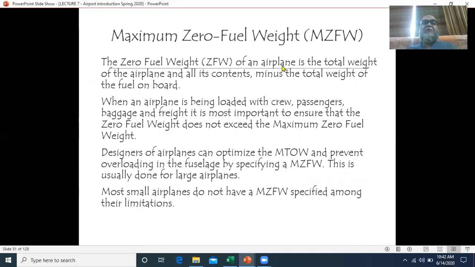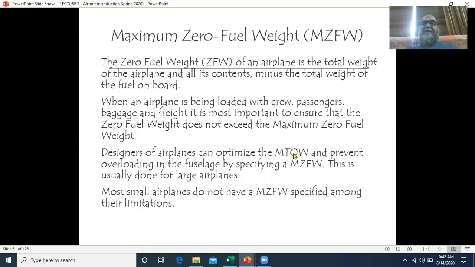Then the zero fuel weight is the total weight of an airplane and all its contents minus the total weight of the fuel on board. When an airplane is being loaded with crew, passengers, baggage, and freight, it is most important to ensure that the zero fuel weight does not exceed the maximum zero fuel weight.